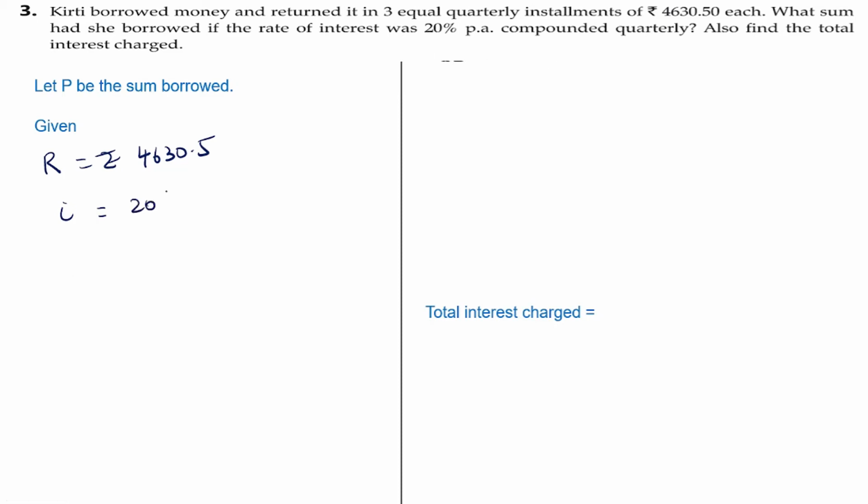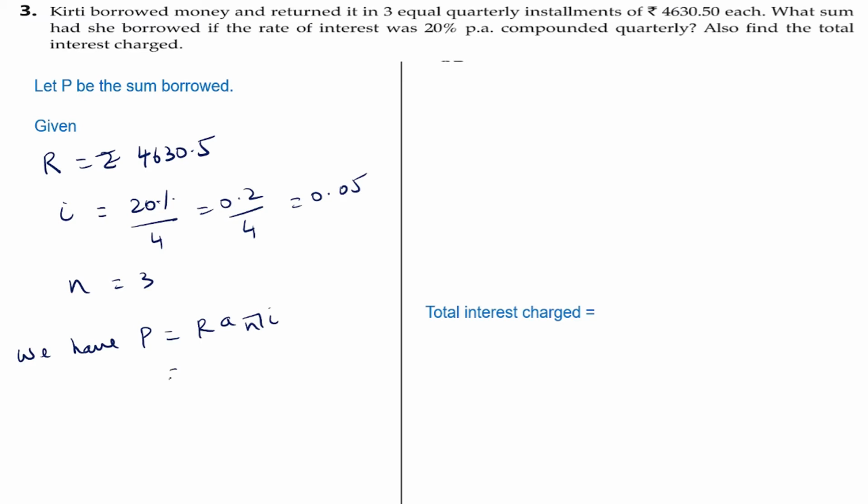So I is 20% upon 4, or it is 0.2 by 4, which is 0.05. And then N, the number of installments, is 3. So N is equal to 3. Now we have the formula P is equal to R into A at an angle N for I rate per period. So it is R into 1 minus 1 plus I the whole raised to minus N upon I. We have all the values here, R, I and N. If we substitute, we will get the value for sum borrowed P.